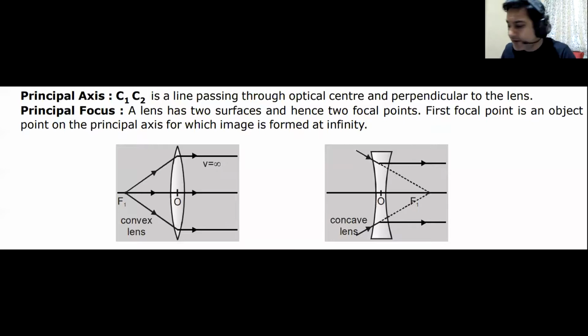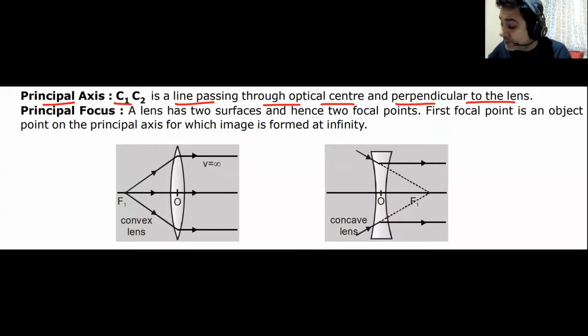Then let's move ahead. The next thing that you must understand is the principal axis. What is the principal axis? It is a line passing through the optical center O that we have seen, and it is perpendicular to the lens. So that line becomes your principal axis.